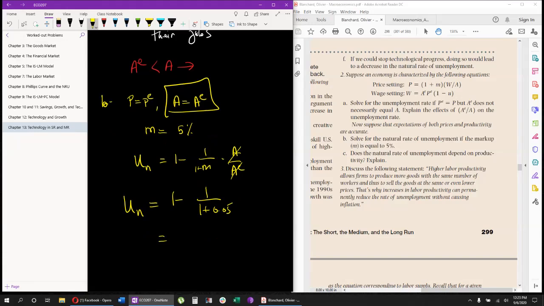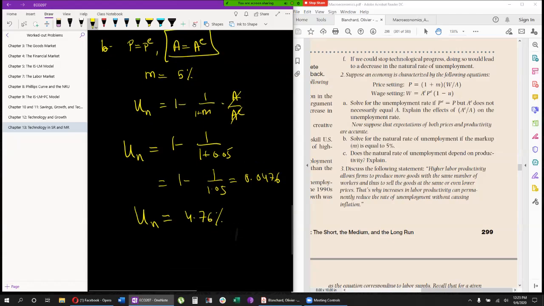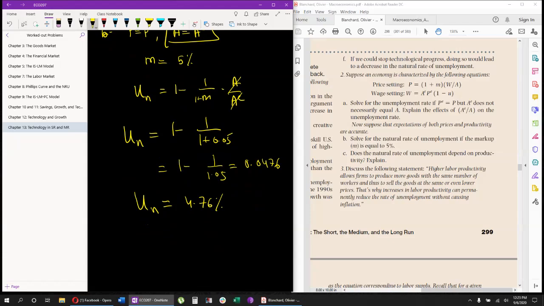And if you just take out your calculator, what you will see is that this gives us 1 minus 1 by 1.05, equal to, I think we get something like, let me just use my calculator, 0.0476. Or I can just write that the natural rate of unemployment is 4.76% or 4.8%, whatever. Okay, simple calculation, that's part B.